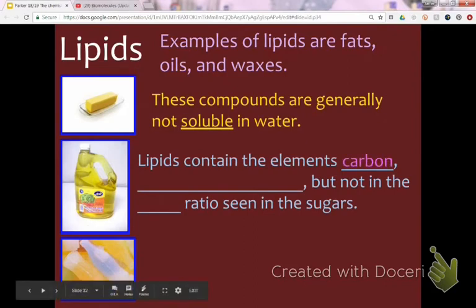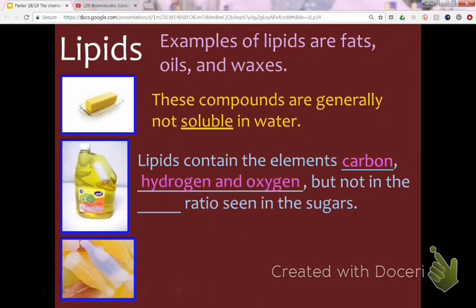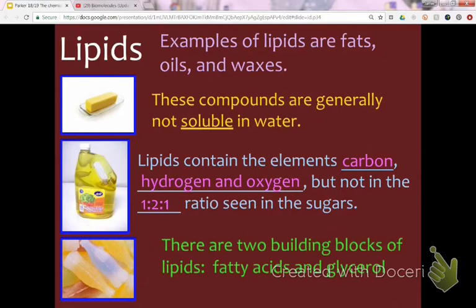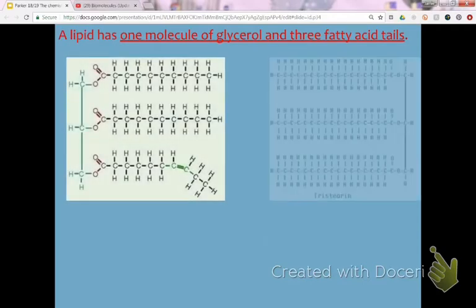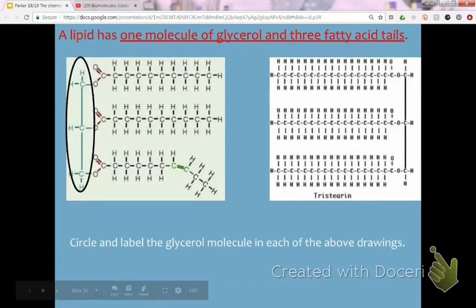So lipids contain the elements carbon, hydrogen, and oxygen, but not in the 1:2:1 ratio seen in sugars. It's a different one, which gives it very different properties, okay? So there are two building blocks of lipids. They are the fatty acids and the glycerol. Most of the time, a lipid has one molecule of glycerol and 3 fatty acid tails.